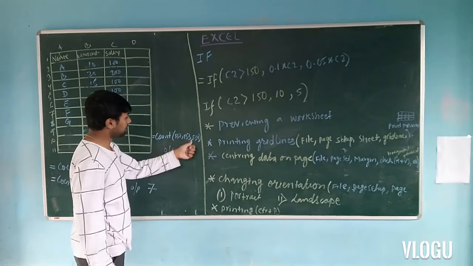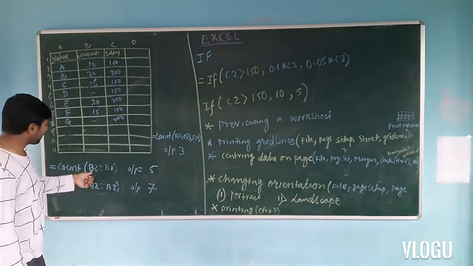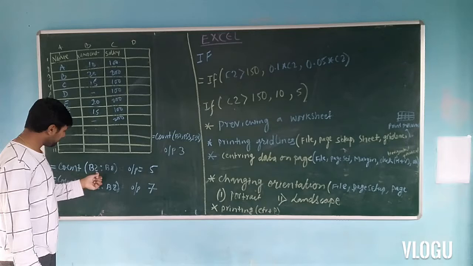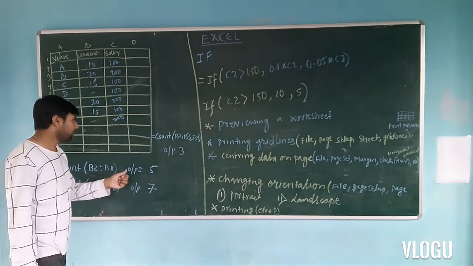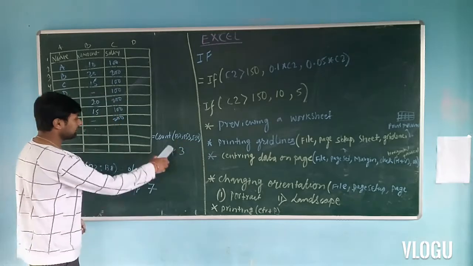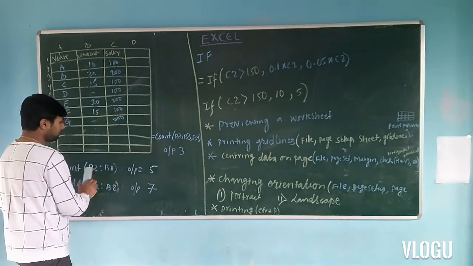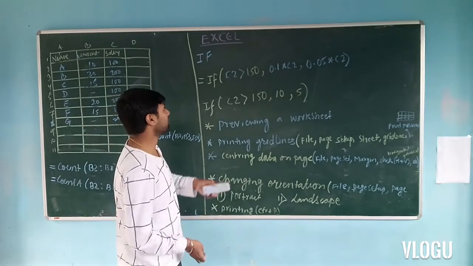Okay, see, we have given a comma. But if you give a colon, it will count from the starting address to the ending address, including both addresses. That is the difference between comma and colon. Now see the next few functions.